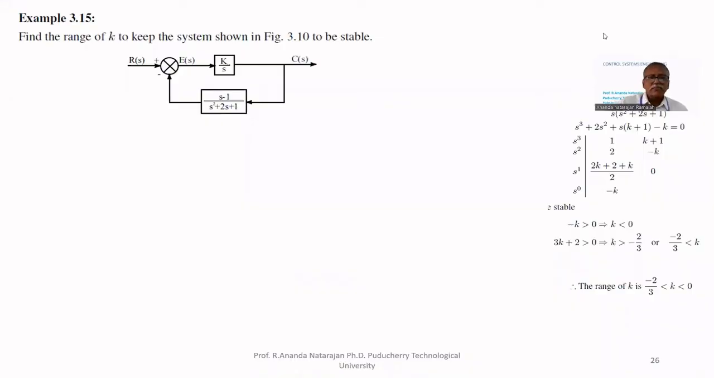Find the range of K to keep the system shown in the figure stable.